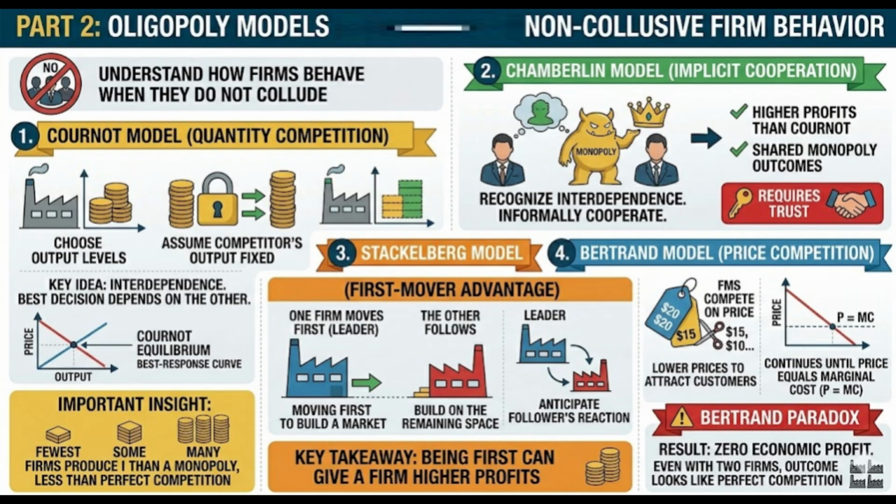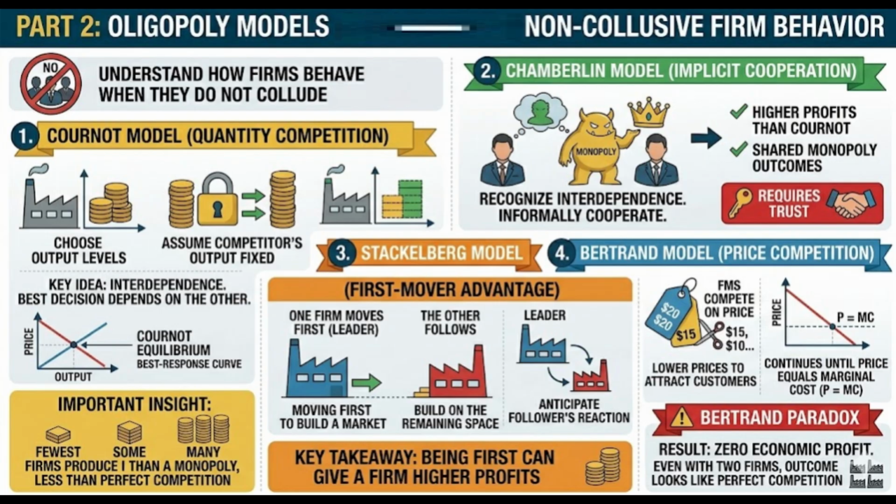Number three is the Stackelberg model, also called first mover advantage. In this model, one firm moves first and it's called the leader firm. The other firms follow. The leader has an advantage because it can anticipate the follower's reaction. Here's the key takeaway: being first can give a firm higher profits.